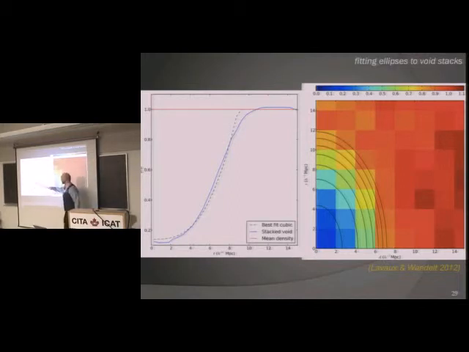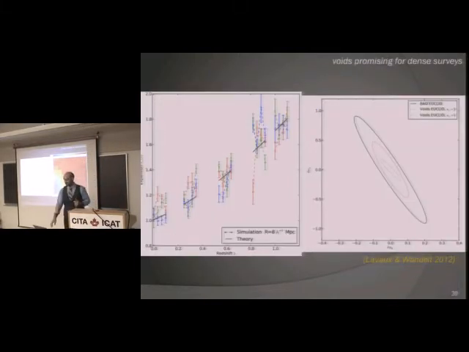Here's their one-dimensional profile in simulations, and here's a two-dimensional profile of the stacked void. So you see this underdense core, a very steep wall, and then a slightly overdense compensation region. And you can take this stacked void and fit an ellipse to it. And you can take the ratio, you can measure the width of the ellipse and the extent along the line of sight of that ellipse into cosmology.